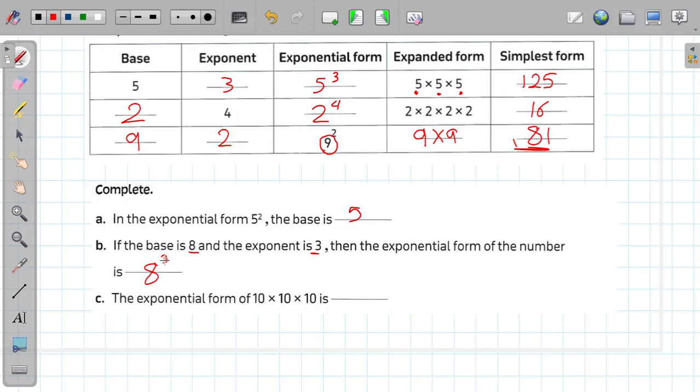Okay? Next, I have the exponential form of 10 times 10 times 10. I repeated 10 three times, so I can say 10 to the power of 3. Okay, this is the exponential form of the expanded form.